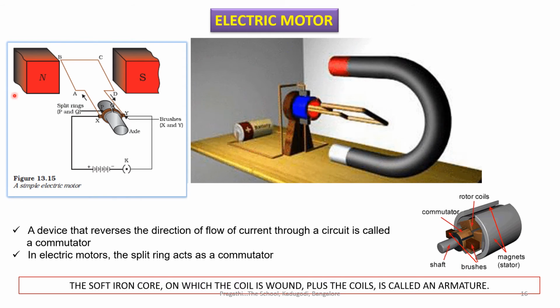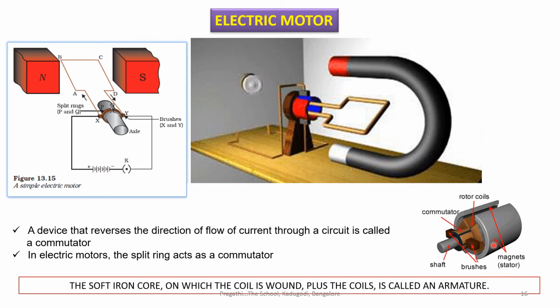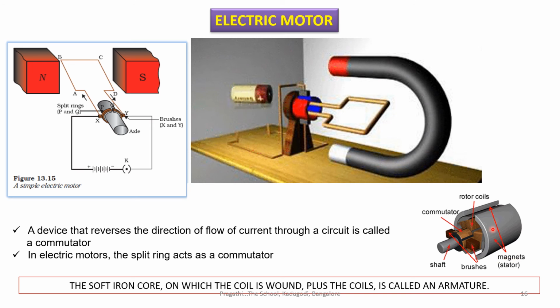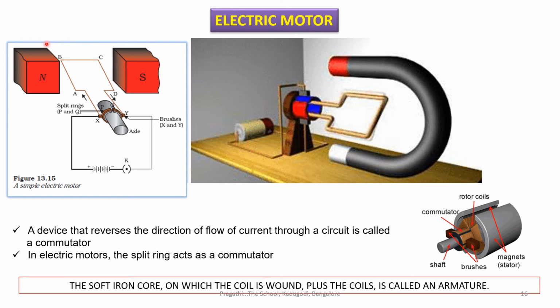Okay, and ABCD, here is the conductor, and here inside you can see the wire which is wound is called a rotor coil. Rotor coil is called a conductor. Okay, and this shaft here is called the axle, and the magnets here are called the stator, and here also a magnet is available. So everything is correlated. This is how the motor rotates.